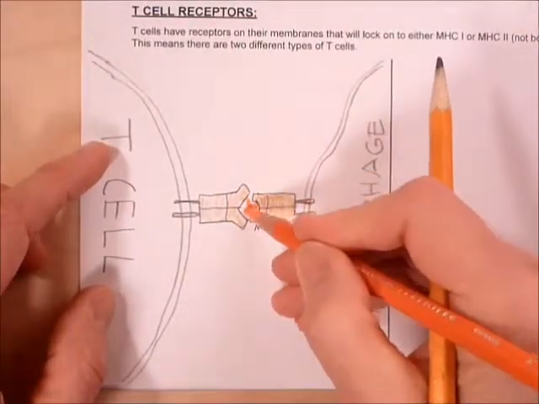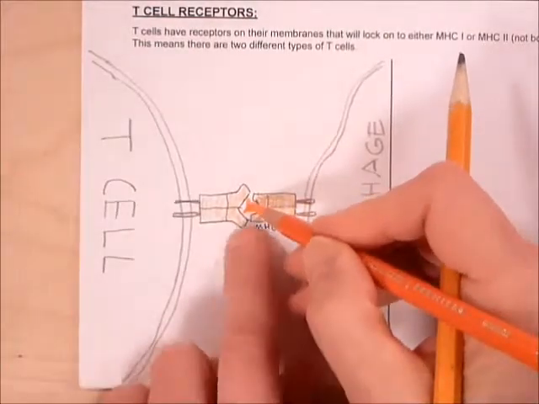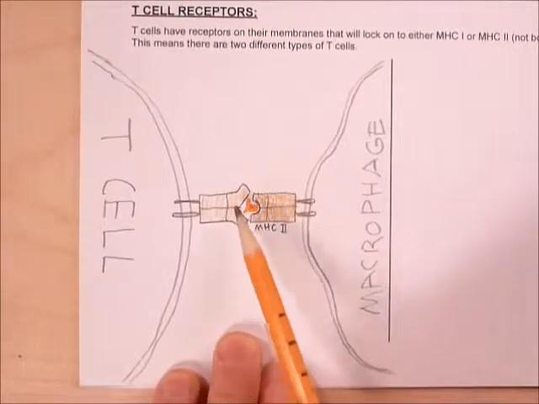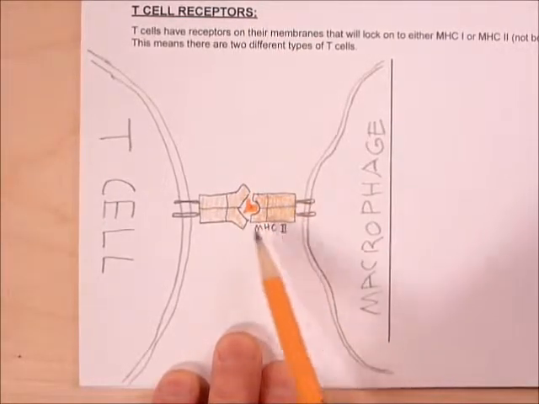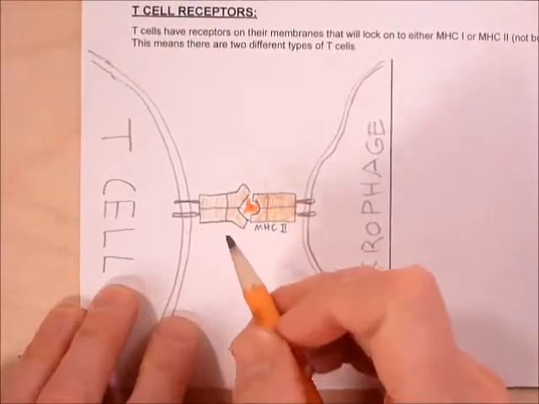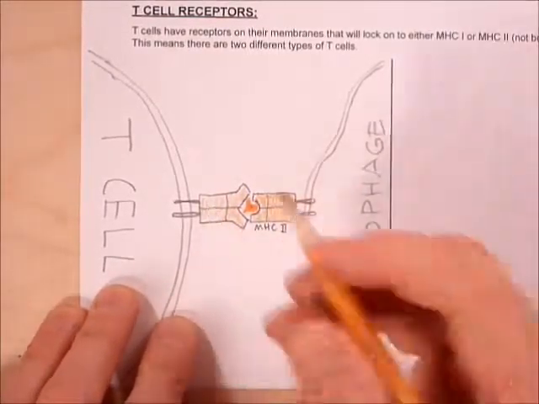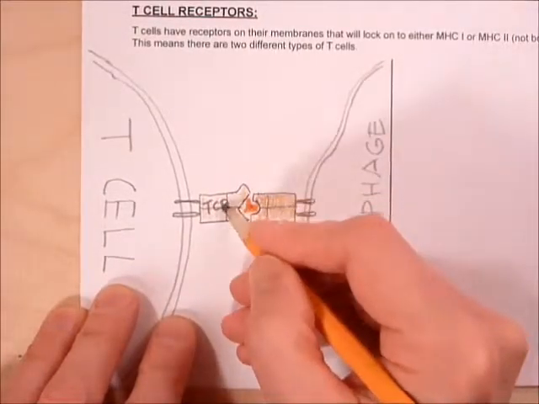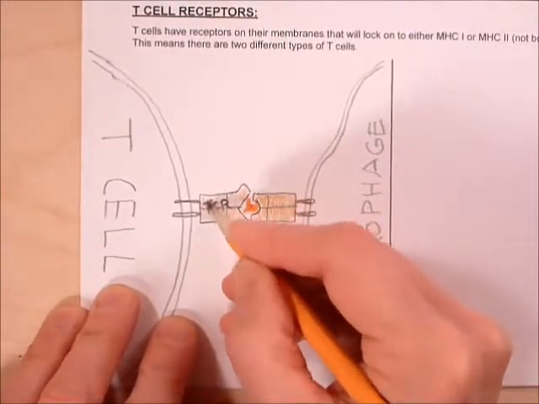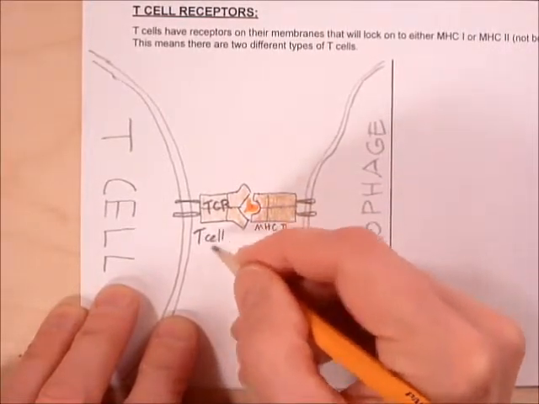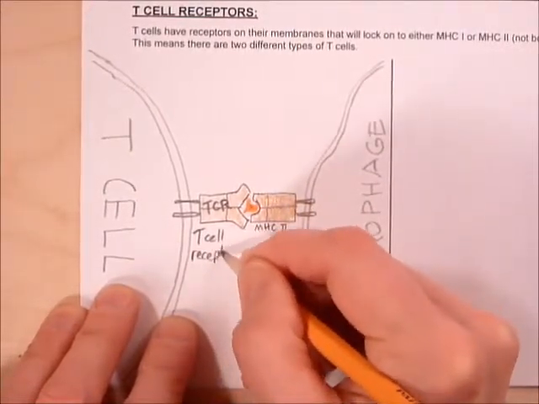And it's going to feel this little bit of pathogen. And this receptor, it's not called MHC anything. It's actually called the TCR, T cell receptor. And its TCR isn't for anything tricky at all. It's just T cell receptor.